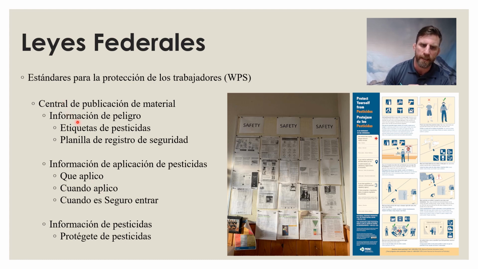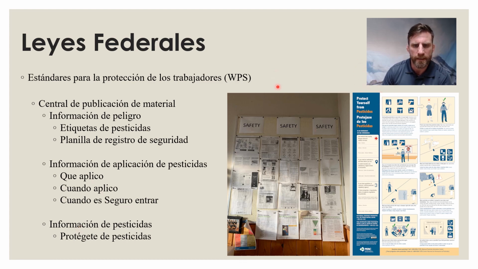So this includes things like the pesticide label and the safety data sheet, which we saw on a previous slide. At the central posting material station, employers must also provide pesticide application information, such as when a pesticide was applied, what was applied, and when it's safe to go back into an area after application. Okay, and there also needs to be this poster that you see on the far right here, the protect yourself from pesticides poster.